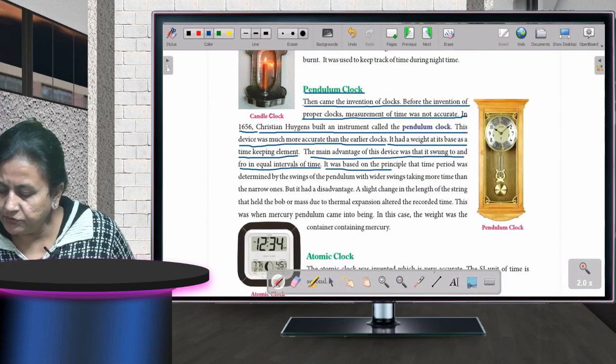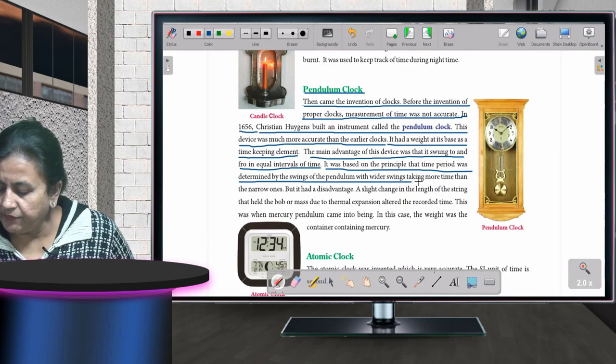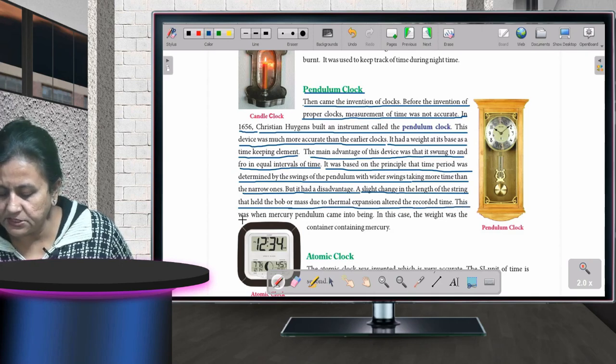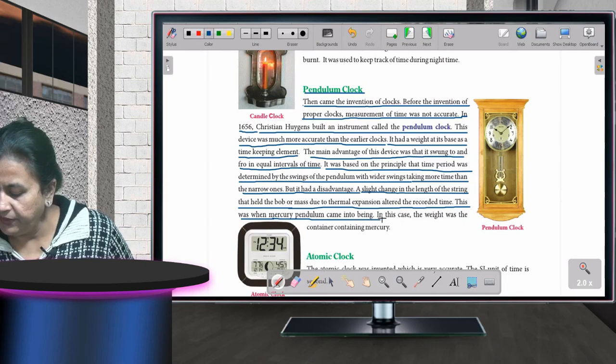It was based on the principle that the time period was determined by the string of the pendulum, with longer strings taking more time than shorter ones. But it had a disadvantage. A slight change in the length of the string that held the bob or mass, due to thermal expansion, altered the recorded time. This was when the mercury pendulum came into being. In this case, the weight was a container containing mercury.